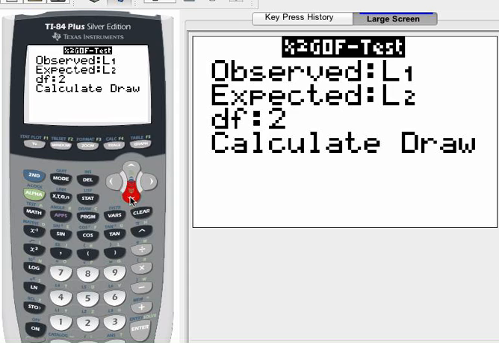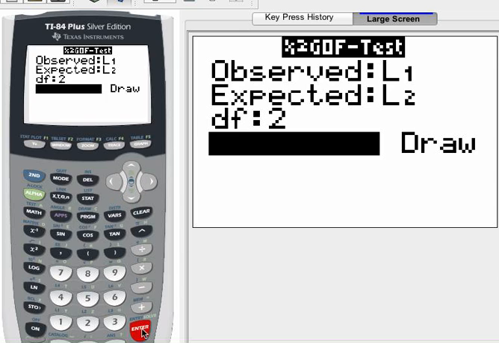And again, the degrees of freedom here are 2, but this is not number of rows minus 1 times the number of columns minus 1. This is a goodness of fit test, so there are 3 categories, and it's 1 less than that number of categories, 3 minus 1 being 2. So this test also has 2 degrees of freedom.